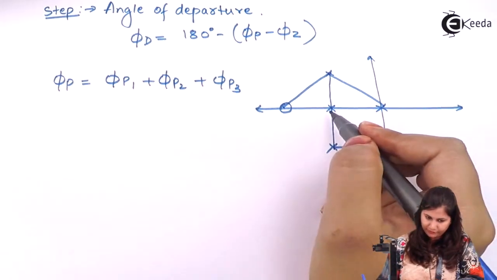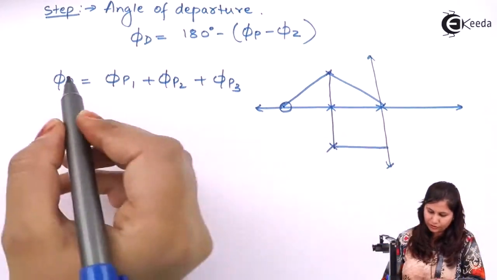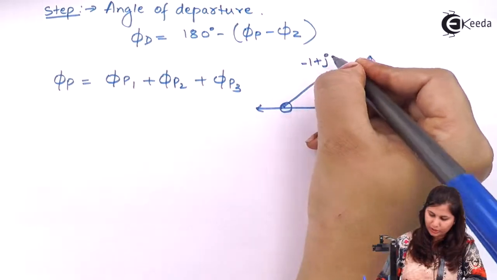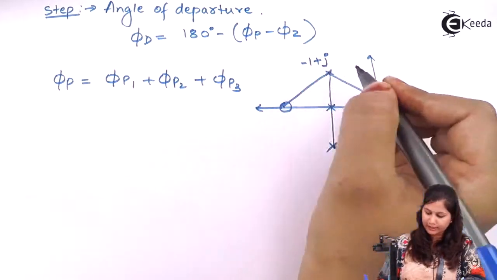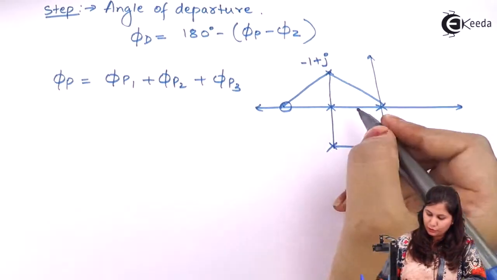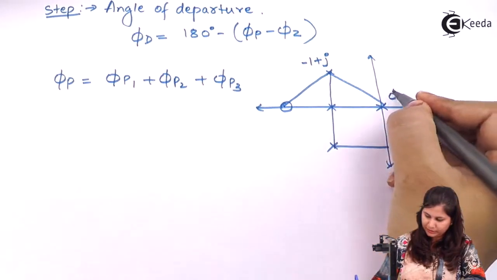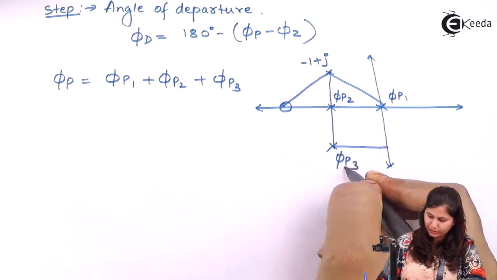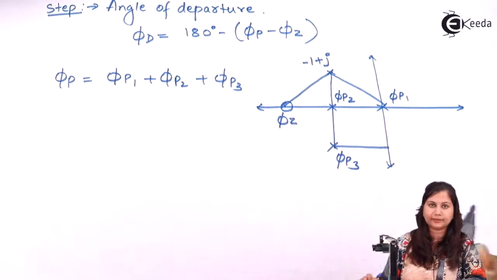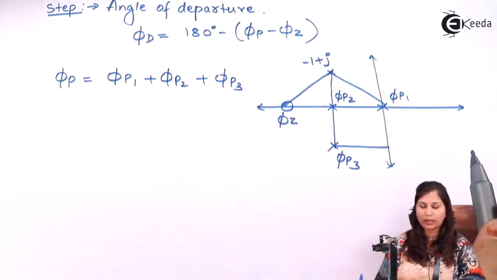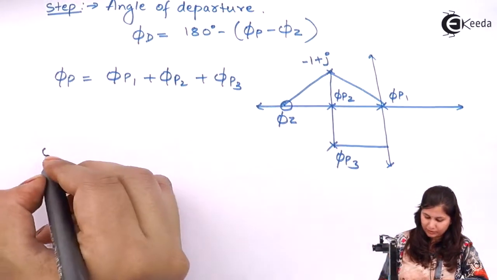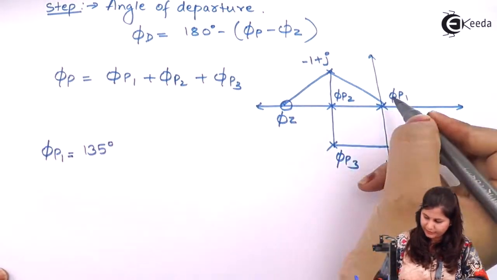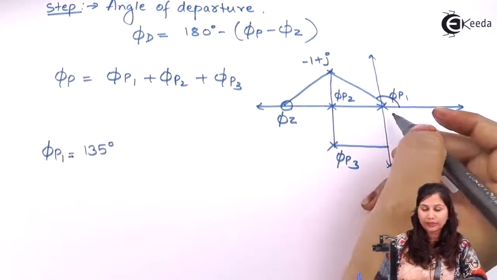for this pole, if we find out the location of this complex pole, that is -1 plus j. So first we will find out for this pole the angle of departure. So our phi p1 will be this, phi p2 and phi p3, and this is phi z. Okay, because we are having only one zero here. So phi p1 will be 135 degrees. How are we getting it?